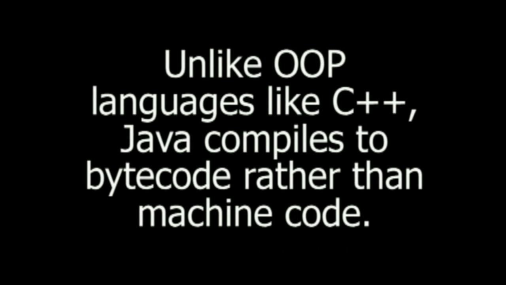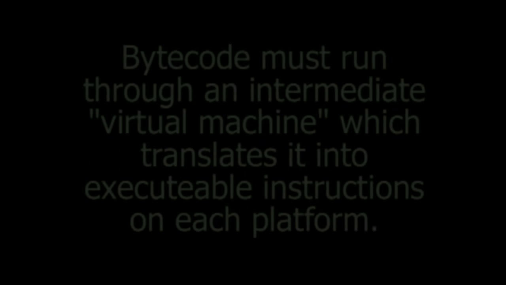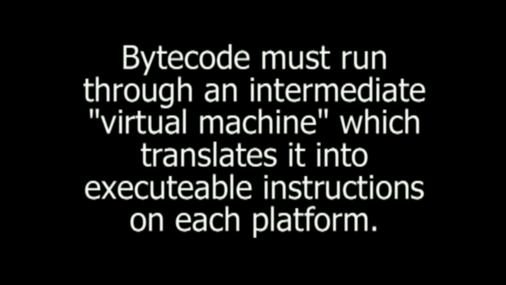Unlike OOP languages like C++, Java compiles to bytecode rather than machine code. Bytecode must run through an intermediate virtual machine which translates it into executable instructions on each platform.